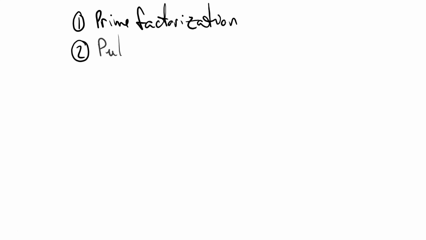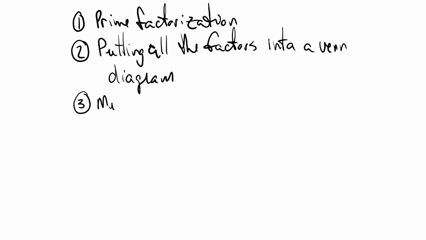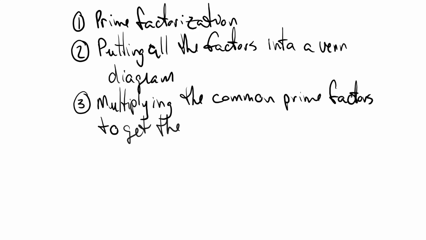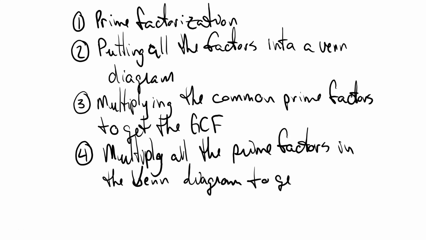So we can find the greatest common factor and least common multiples by first doing prime factorization, then second, putting all the factors into a Venn diagram, then multiplying the common factors to get the greatest common factor. And then fourth, we can multiply all the prime factors in the Venn diagram to get the least common multiple.